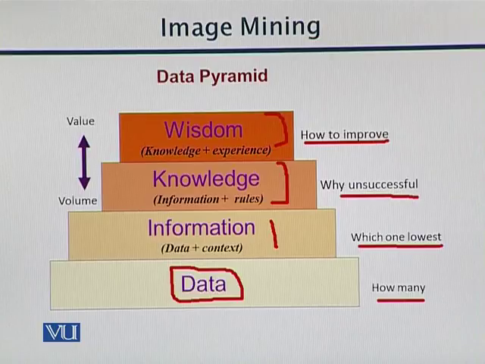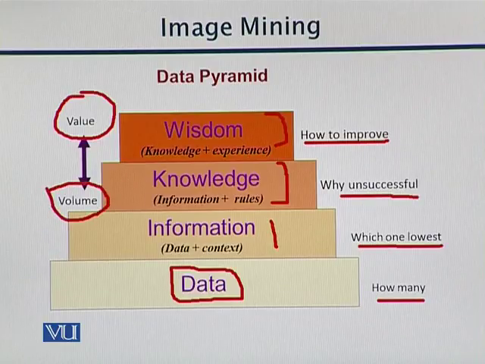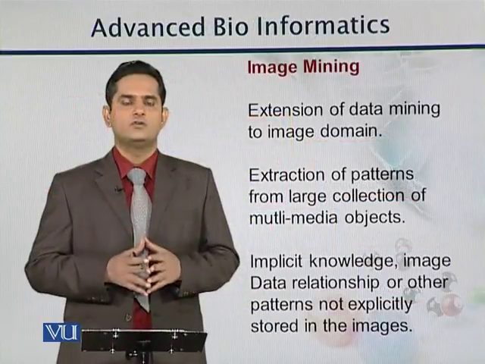Again, this data to wisdom, basically wisdom can be calculated with the help of a value parameter. So it is not a volume thing. Volume means that it is a quantitative thing, while value is basically a qualitative thing. On the other hand, knowledge, information and data are basically volume type things. So if we move downwards, we are increasing volume, that is quantity, and if we are moving upwards, then we are increasing our value. Image mining. Now what is image mining?